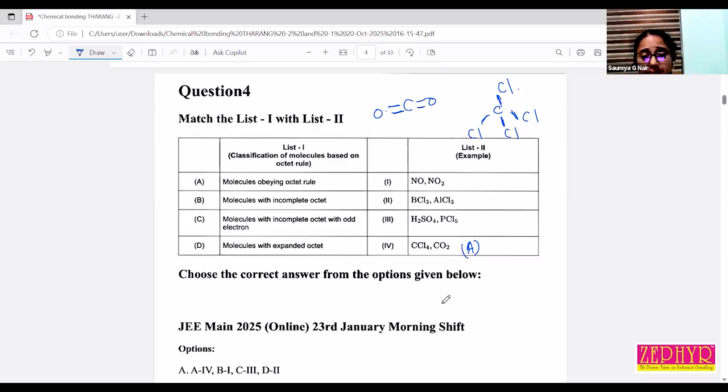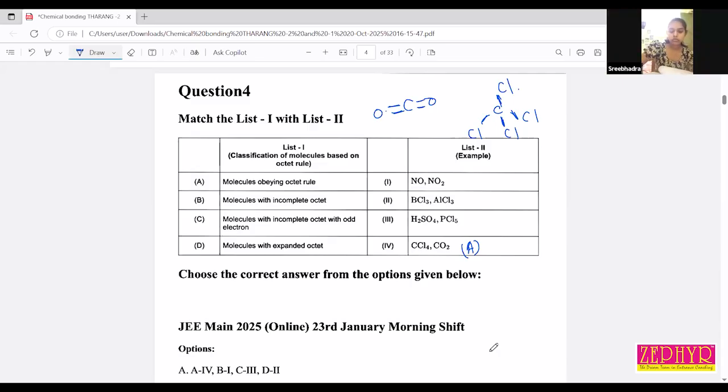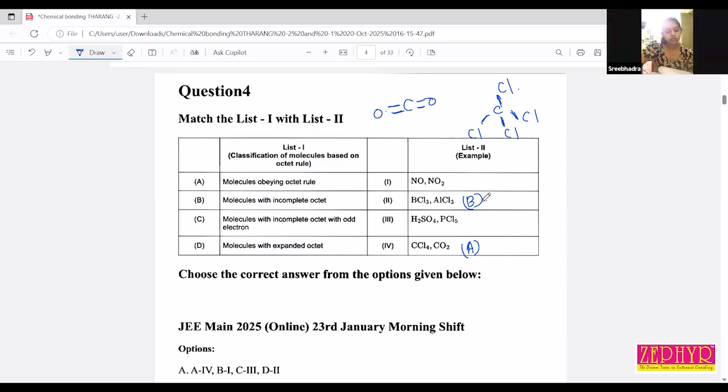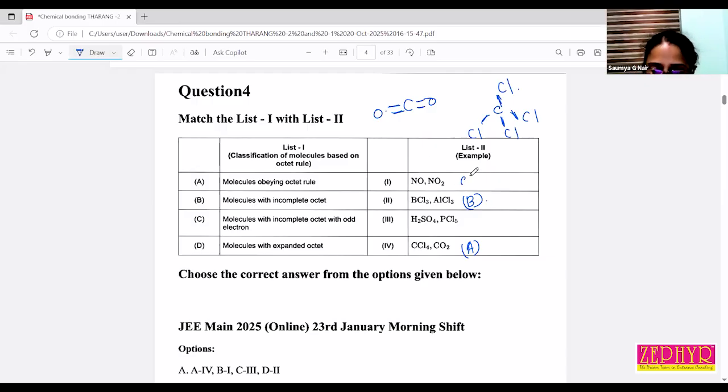Then molecules with an incomplete octet: BCl3. Boron shares only 6 electrons. Then molecules with an incomplete octet with an odd number of electrons: NO and NO2. The structures are given in our NCERT textbook. So that is option C.